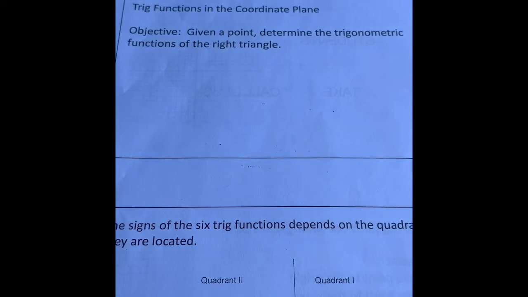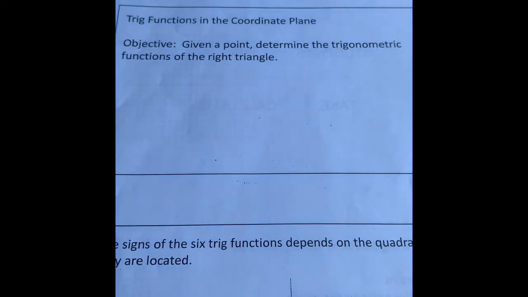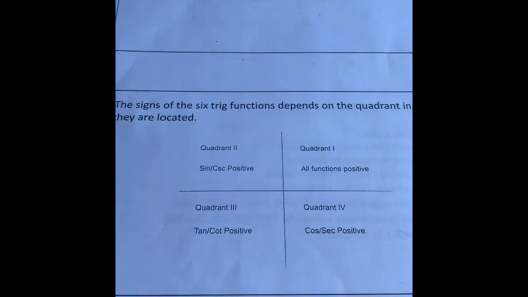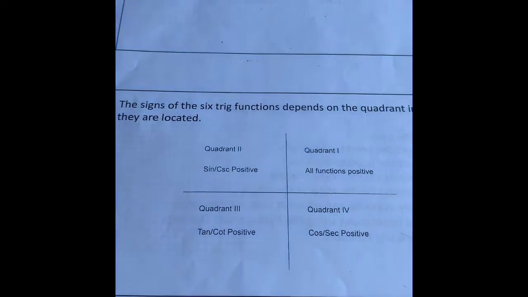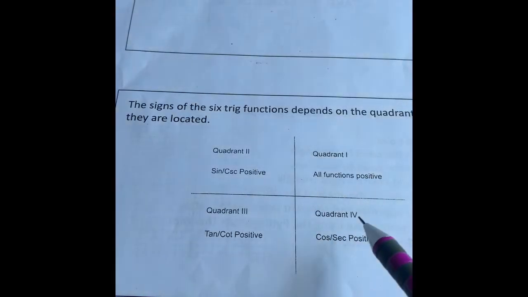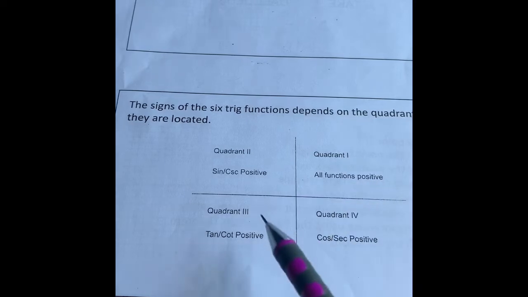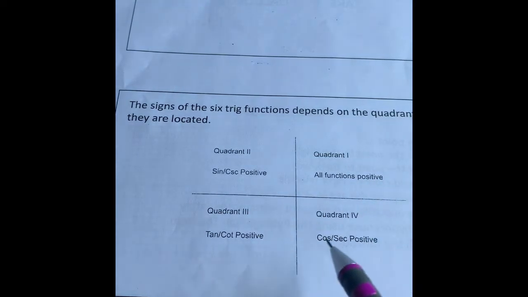All right, so the objective is, given a point, determine the trig functions of the right triangle. So what you're going to see on the second slide is based off of which quadrant you are working in. Remember, quadrant 1 is this top right, and then it moves counterclockwise. So quadrant 2, quadrant 3, quadrant 4. So based off the quadrant that you're working in, only certain trig functions are going to be positive, which means the rest of them are going to be negative.